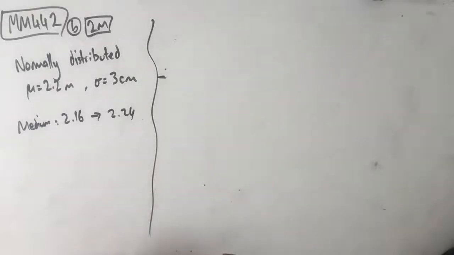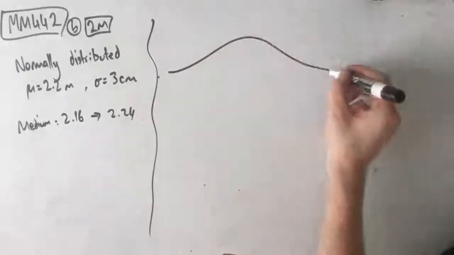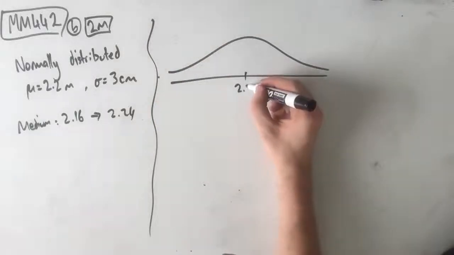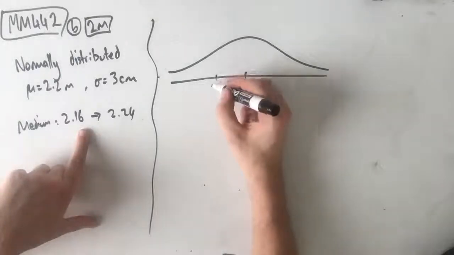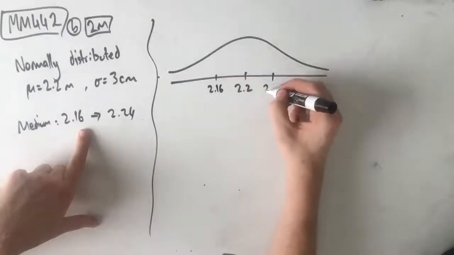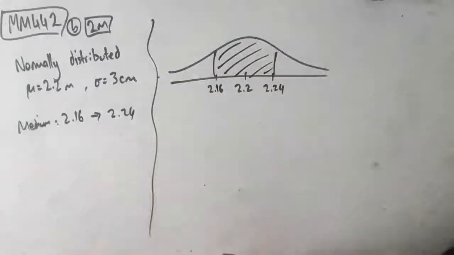Awesome. Now, again, we know that the curve, I shouldn't have wrote that out actually, the curve is like this, 2.2 is in the middle. We're looking for the probability that it lies between 2.16, which is here, let's say, and 2.24. So we're looking for this probability in between here.